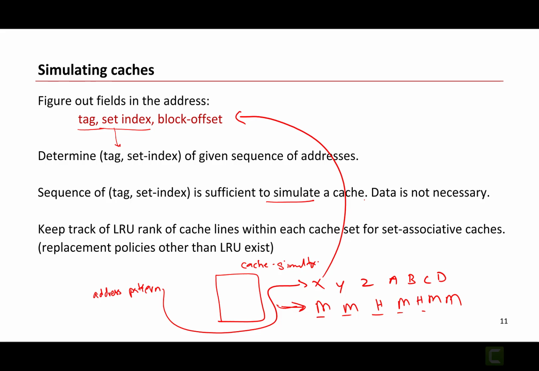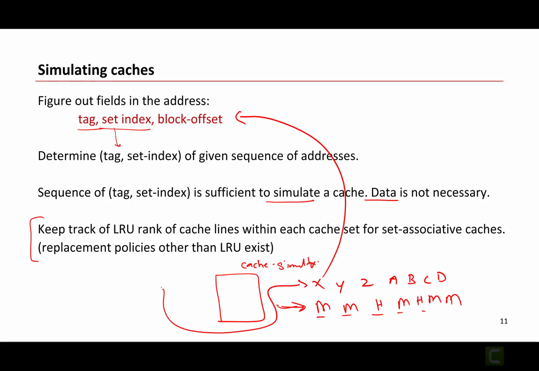In fact, I don't need the data, nor do I need the block offset after that point, because the state of the cache only depends on the tag and the set index. The block offset is only going to be used to access a byte in a given block of data, which is very important in the processor to grab the data, but to simulate a cache and figure out hits and misses, you don't really need that.